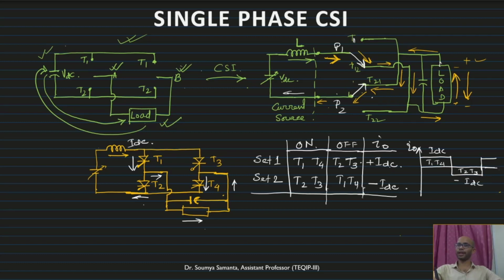Now what will be the voltage across the load? The load voltage is basically the voltage across the capacitor. We can say VC, which is equal to VL, the load voltage. So what is the load voltage across this? Basically if we find out, this is omega T.